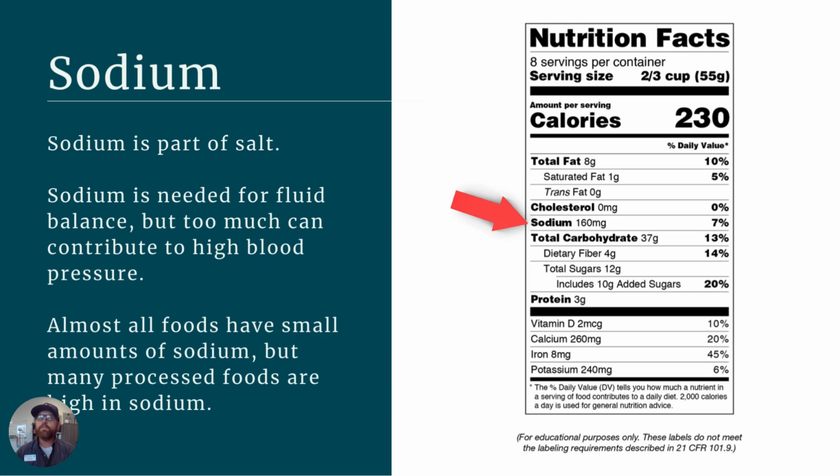Almost all foods have small amounts of sodium, but many processed foods, like those foods that are located in the middle of the grocery store, are generally high in sodium if they are more processed.